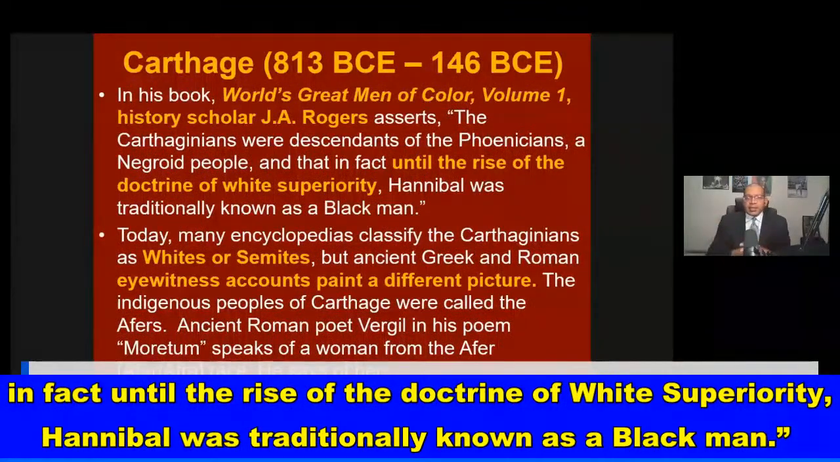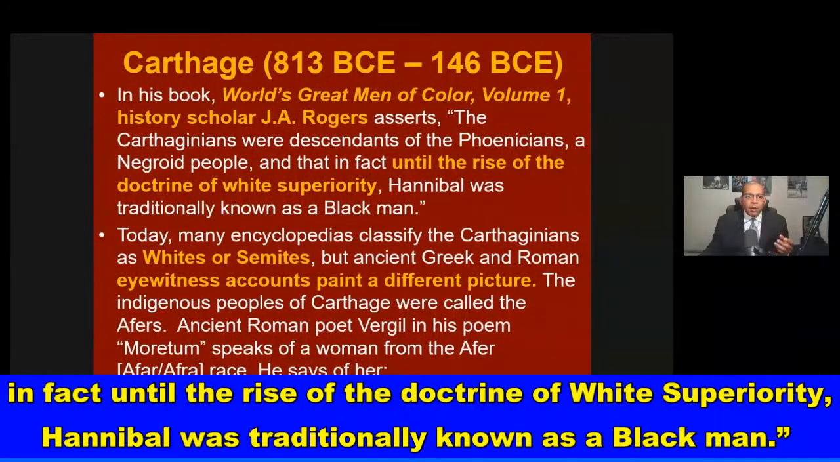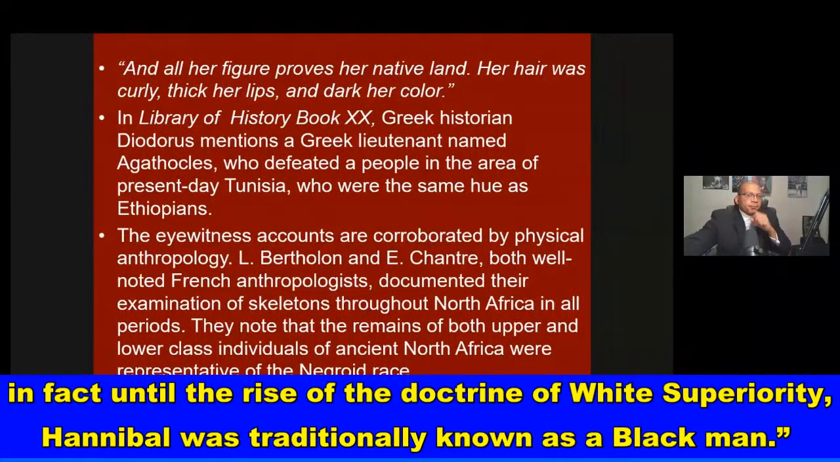Now today, many encyclopedias classify the Carthaginians as whites or Semites, but ancient Greek and Roman eyewitness accounts paint a different picture. The indigenous peoples of Carthage were called the Afers, A-F-E-R-S. The ancient Roman poet Virgil, in his poem Moretum, speaks of a woman from the Afer or Afra race, and he says of her, and all her figure proves her native land. Her hair was curly, thick her lips, and dark her color.